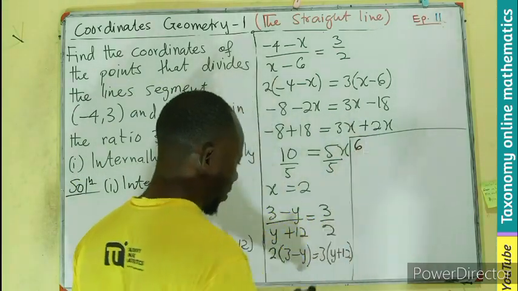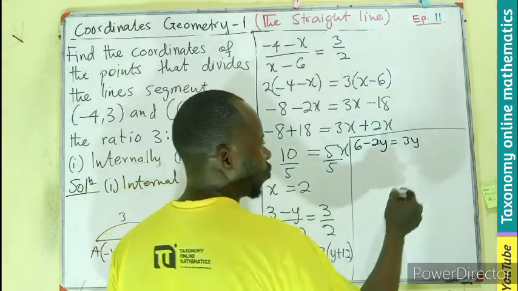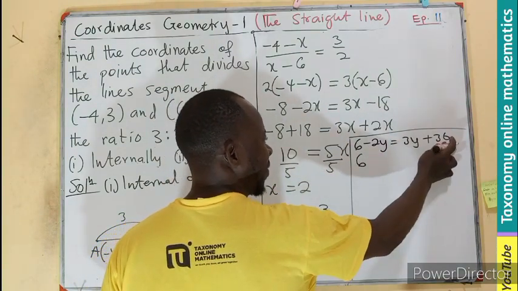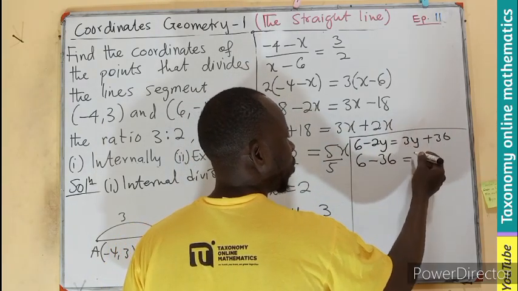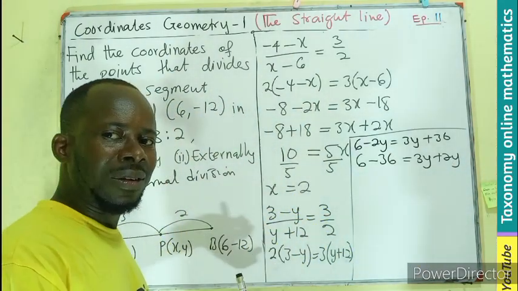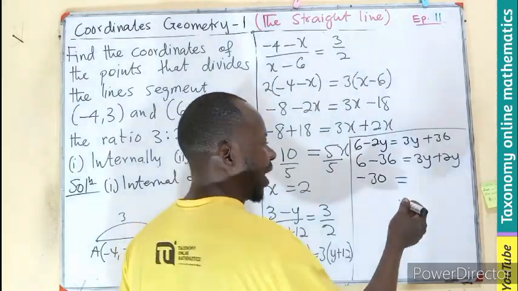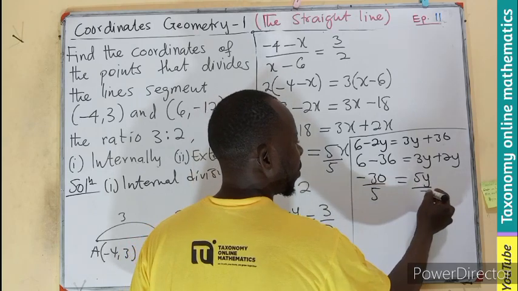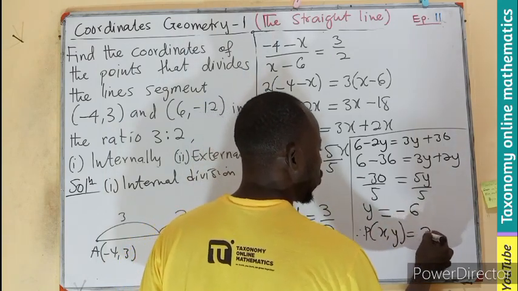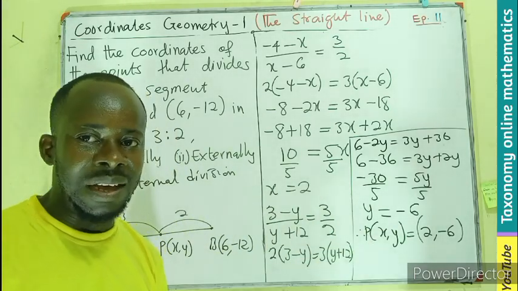So now we can expand. 2 times 3, 6. 2 times Y, 2Y. So the negative will come. 3 times Y, 3Y. 3 times 12, 36. Can we group items? These guys will go here. These guys will come. So 6 is positive. Positive 36 becomes negative 36, equals 3Y already at the right plus 2Y. If you have 6 and you subtract 36, you get negative 30. 3Y plus 2Y gives us 5Y. We can divide by 5 both sides. Y will be equal to minus 6. Therefore, the coordinate of P will just be 2 and minus 6. Remember, in episode 10, the coordinate we got using the formula, we arrive at the same answer, 2, minus 6.